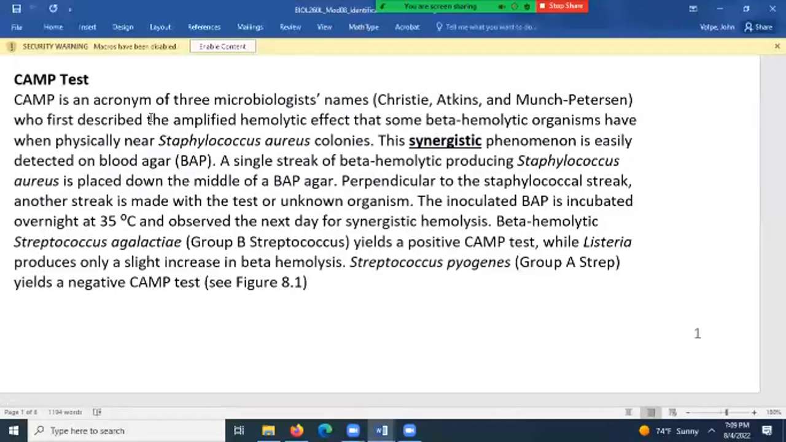The CAMP test is looking at the effect that some beta hemolytic organisms have when they're physically grown near Staphylococcus aureus. There's a synergistic phenomenon that is easy to detect on blood agar. And let me just show you.